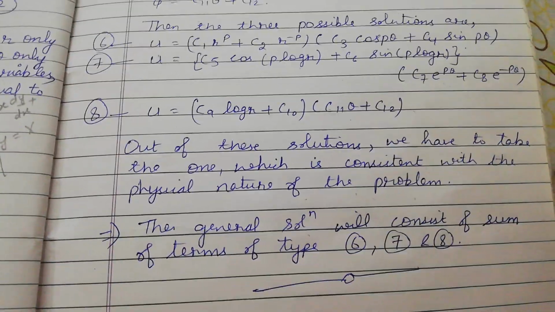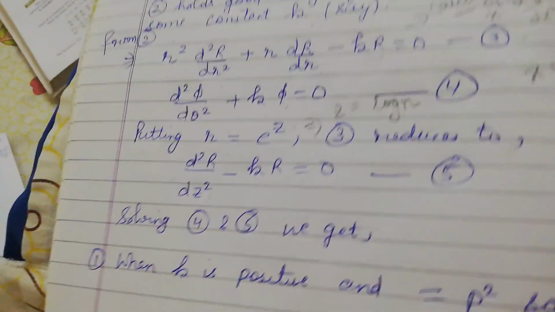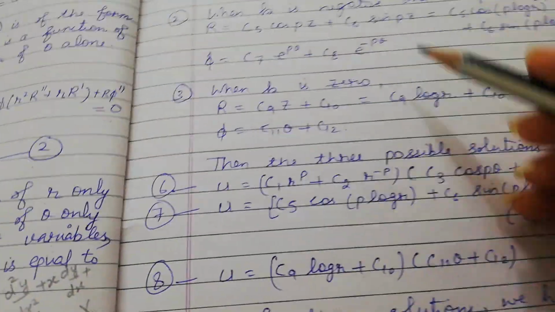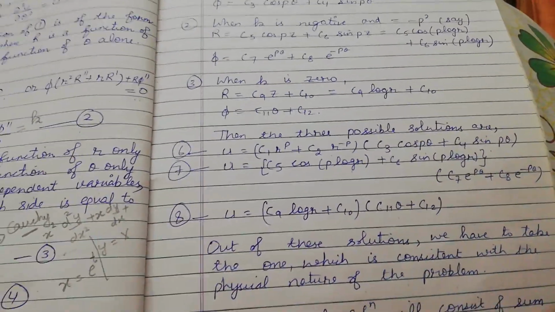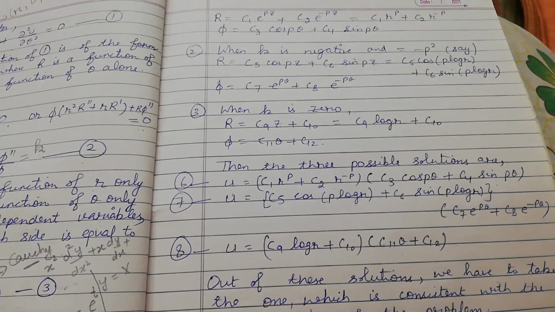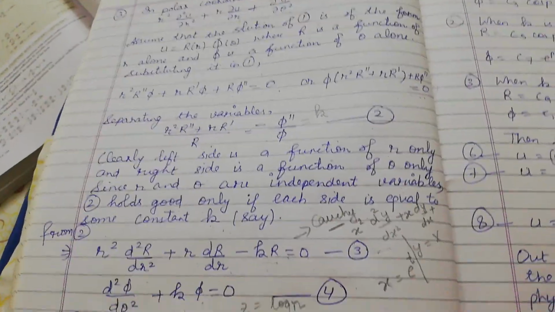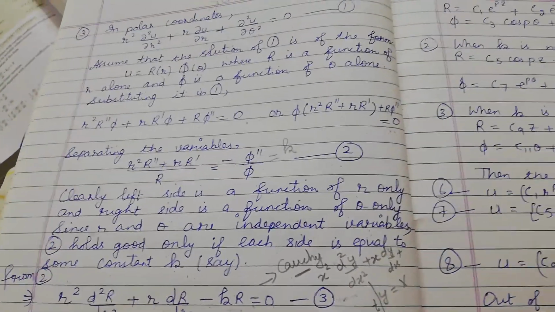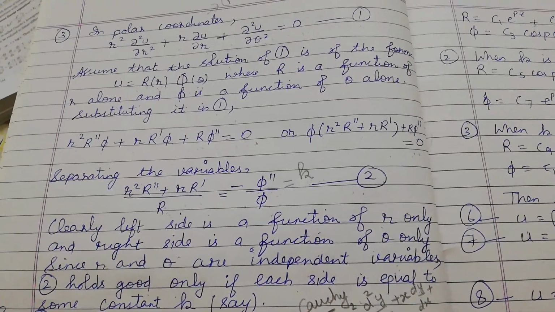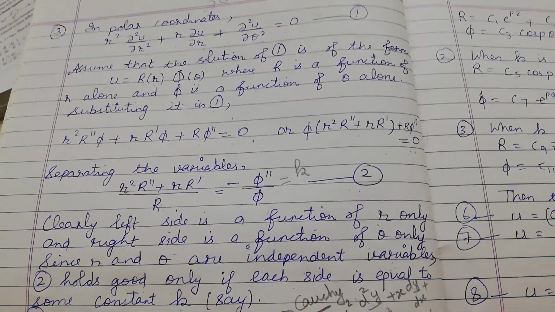So revise this solution once again. Try to find the solutions for k positive, k negative and k 0. Solve it by yourself. If there is any problem, please ask me. This is your topic for today. Complete it, properly revise it, and tomorrow we will do the solution of Laplace equation in cylindrical coordinates. Thank you so much, students.